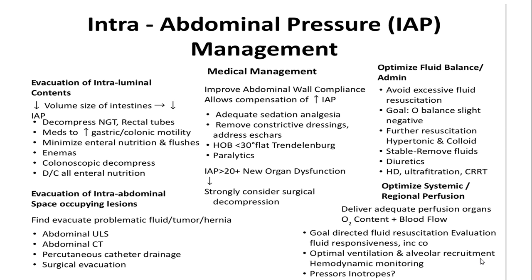And optimizing systemic and regional perfusion: deliver adequate oxygen content and blood flow, and increase organ perfusion. Always give goal directed fluid resuscitation, evaluate for fluid responsiveness, and try to increase the cardiac output. Optimal ventilation and alveolar recruitment, hemodynamic monitoring, and if required, use vasopressors and inotropes. If despite this, IAP is more than 20 with new organ dysfunction, strongly consider surgical decompression.